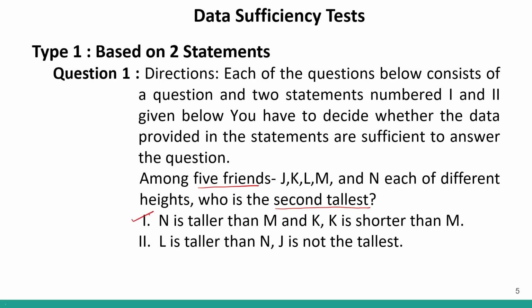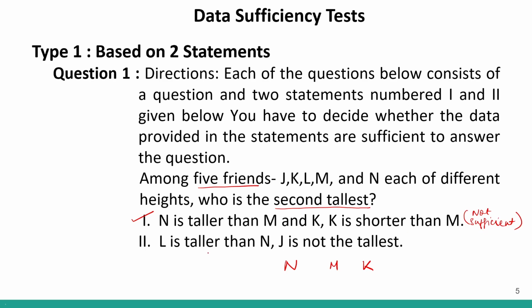Now if I look at statement 1, it says that N is taller than M and K is shorter than M. So basically I am getting N, M and K, correct? But we have 5 friends, so we could get one friend over here, one friend over here, or a friend over here, or a friend over here. This is not certain, correct? This is not certain. So I can say this is not sufficient. The first statement alone is not sufficient, correct?